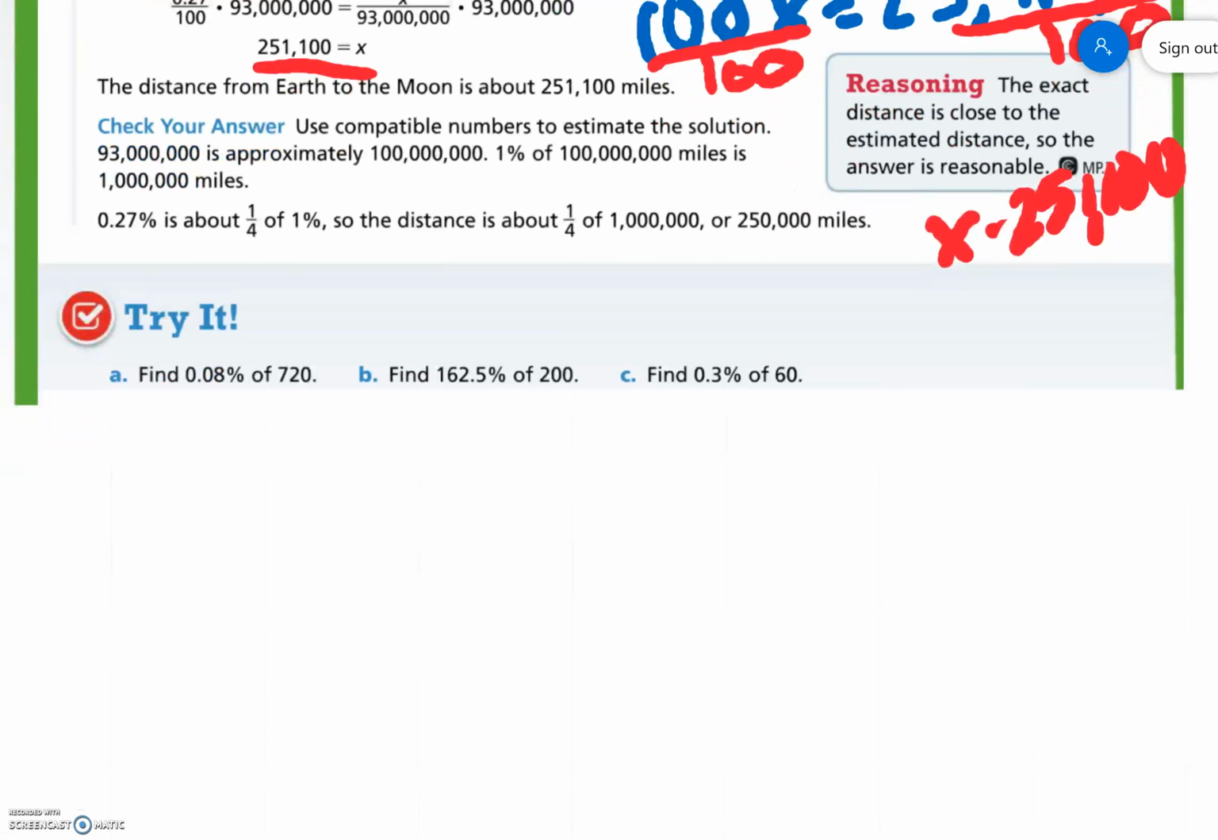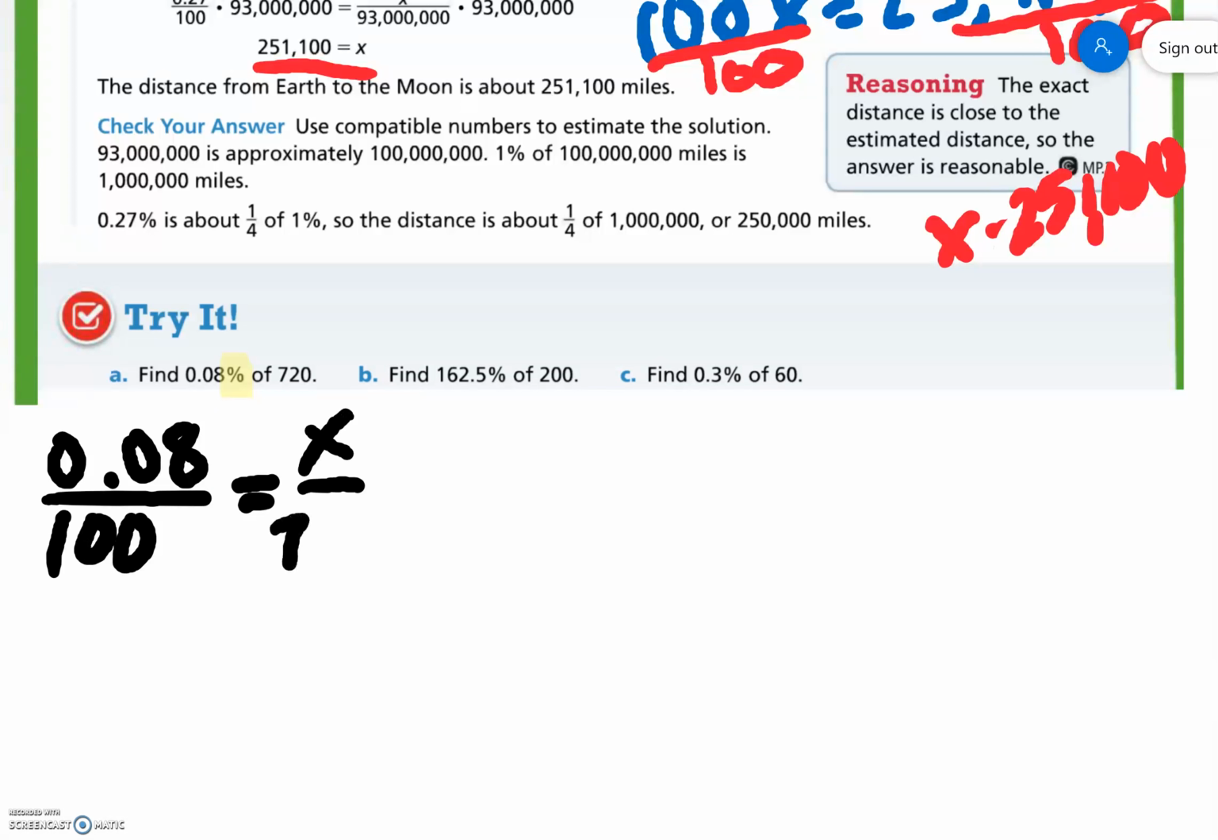I want you to try these ones on your own. I'll help you set up the first one. So it says find 0.08%. Whenever you see that percent, I want you to think divide by 100. So that's what we're going to say: 0.08 over 100 equals, now we don't know what that is, over 720. Same thing, I'm going to help you set up all three, then I'm going to have you pause the video and try on your own.